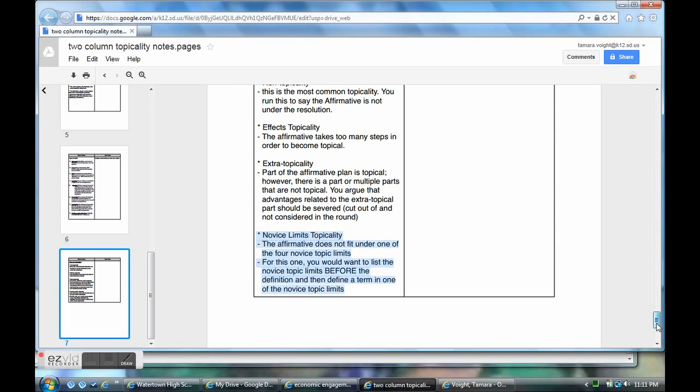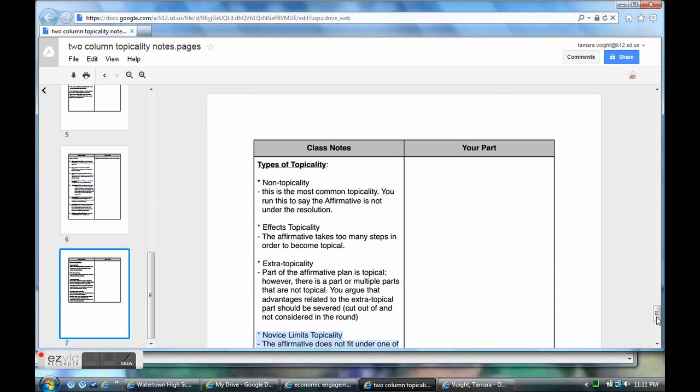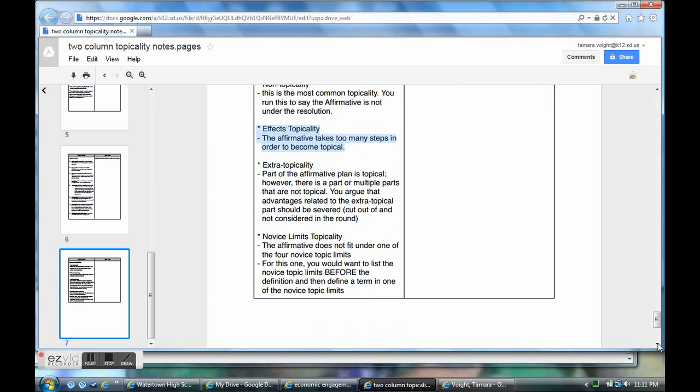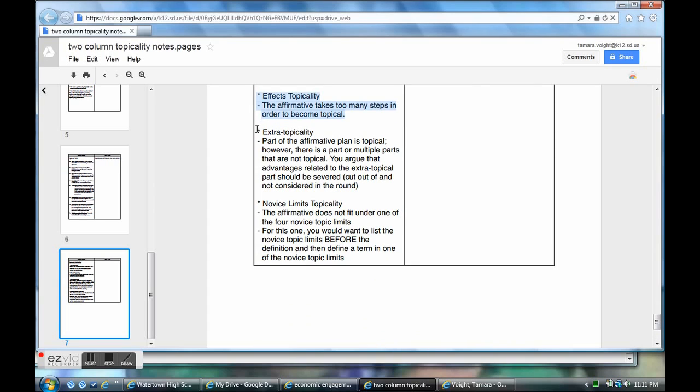The last part of topicality that we're going to discuss is the types of topicality. The first type is non-topicality, which is what we just discussed. That's the most common, where you just say that the affirmative doesn't fit a word in the resolution. The next is effects topicality, and effects topicality argues that the affirmative eventually becomes topical, but it takes too many steps. For example, having diplomats created with Venezuela, so giving Venezuela a U.S. diplomat and the U.S. a Venezuelan diplomat, might eventually lead to an economic discussion, yes, but there are too many steps involved.